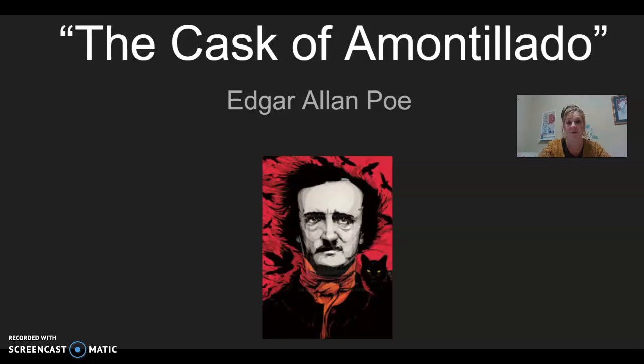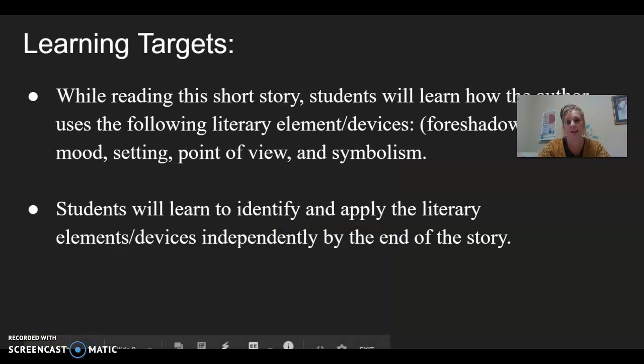Hi students, today we're going to start learning some background information for our next short story, The Cask of Amontillado by Edgar Allan Poe. Before we start learning some of that information, I'd like to go over the learning targets with you. We're still going to focus on the literary elements or devices. We can use those terms interchangeably.